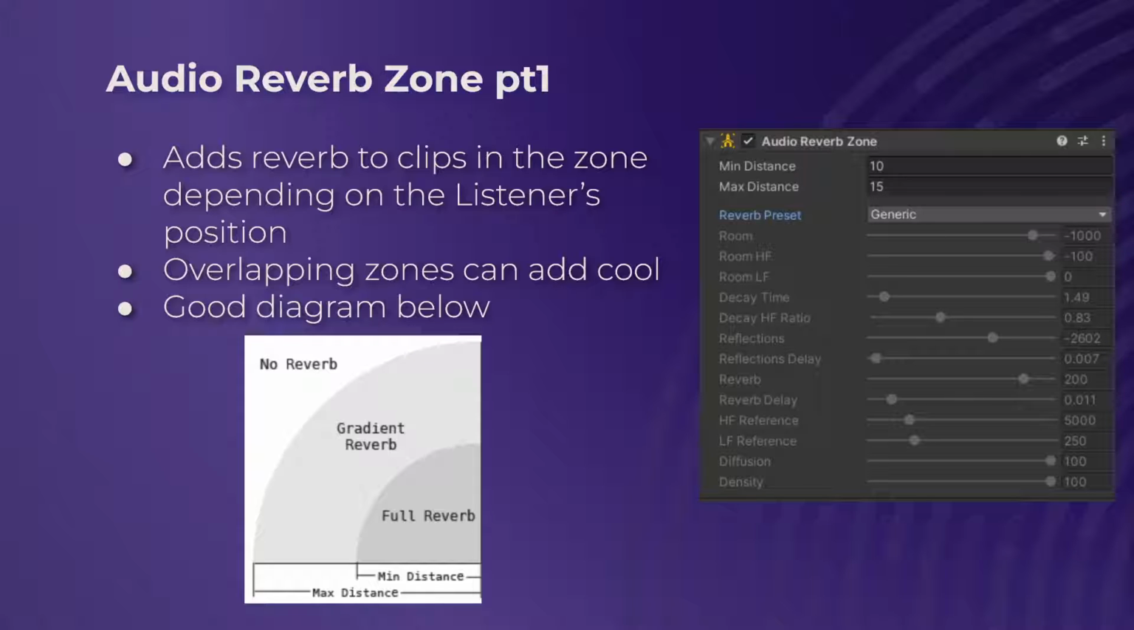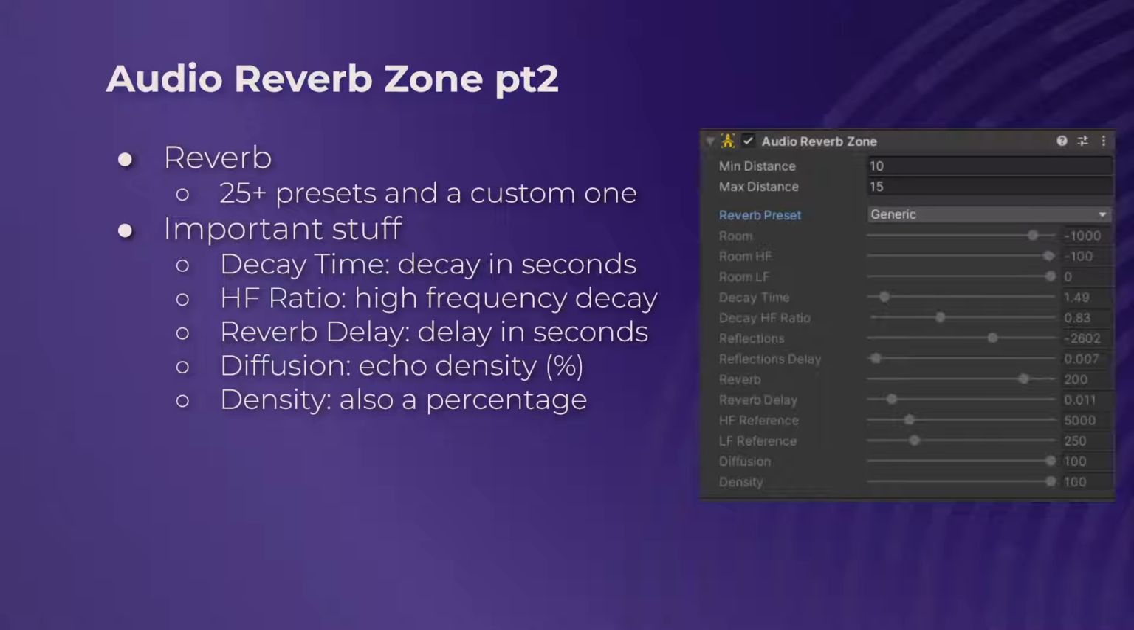And basically the diagram below shows that within the min distance it will do the full reverb. Within the max distance it will use the gradient reverb, and then after that it will no longer give the reverb. So very similar to the previous thing. And just going into all the settings there, it's got about 25-ish, a few more than that, presets, and then one custom one. One thing to note though is that when you pick a preset, you can't actually change the values. You need to go and do a custom setting to do that.